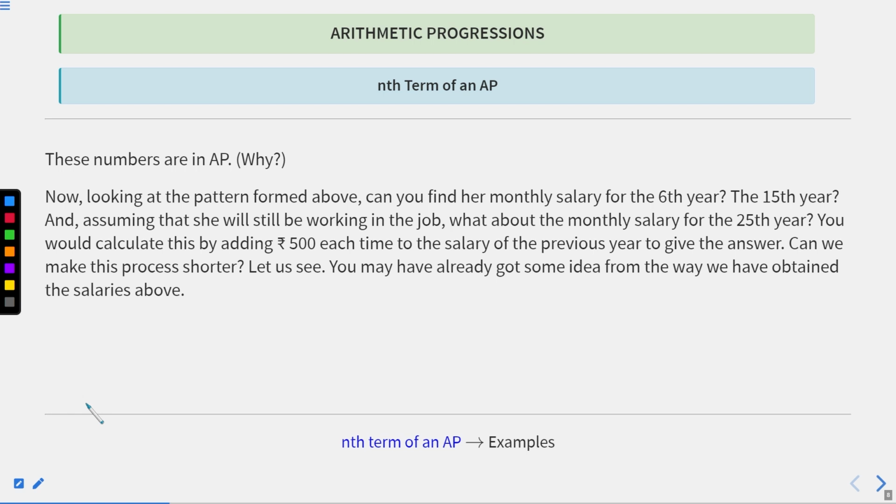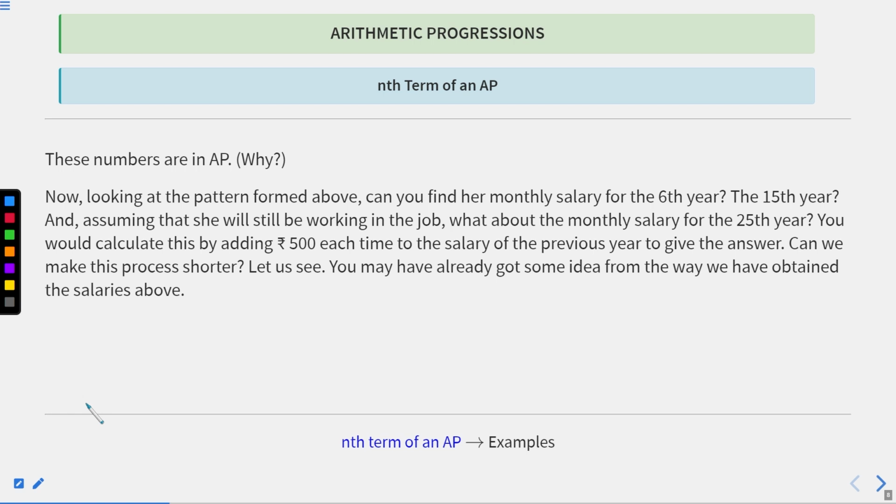So can we make this process shorter? We calculated this by adding 500 each time to the salary of the previous year, but this process is very lengthy. So now the question: can we make this process shorter? Let us see.